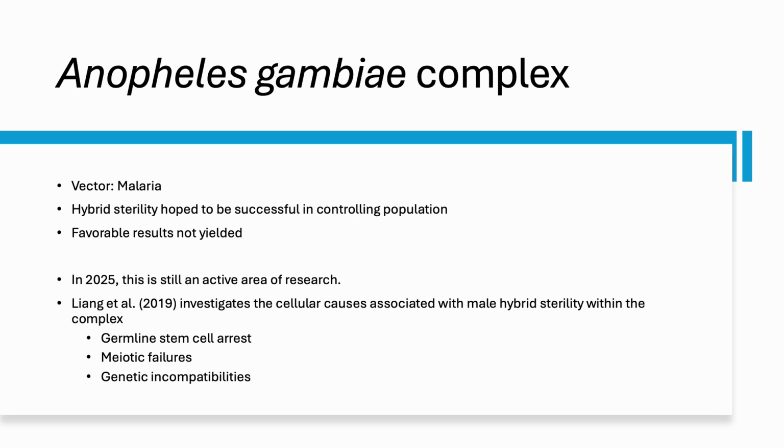Over the past decade, special focus has been placed on genetic, cellular, and biochemical processes associated with hybrid sterility. In 2019, Liang et al. published a paper investigating the cellular causes associated with male hybrid sterility within the complex, and in their paper they stated that the hybrid sterility is associated with germline stem cell arrest, meiotic failures, and genetic incompatibility.